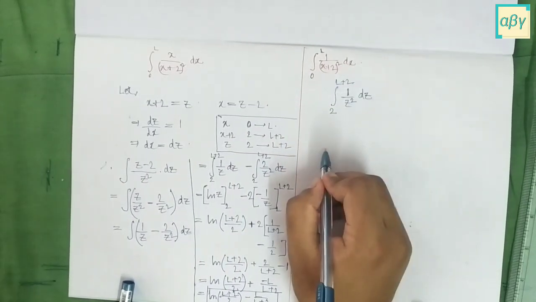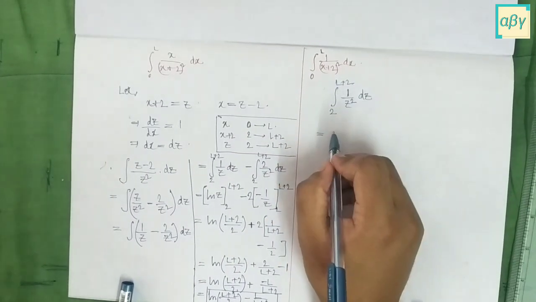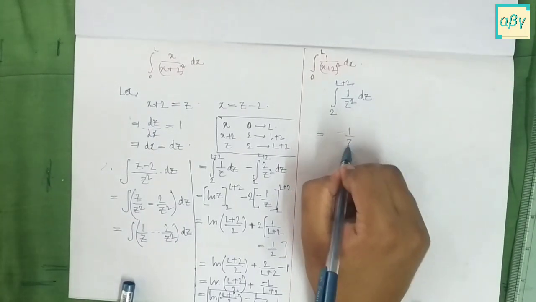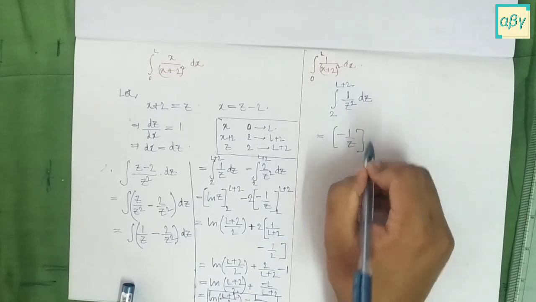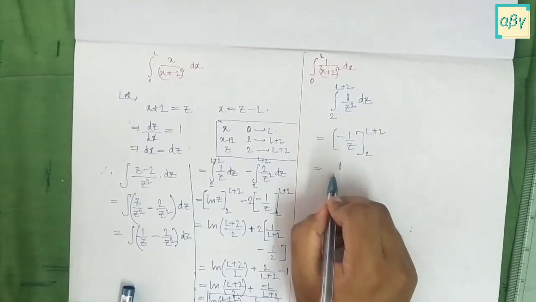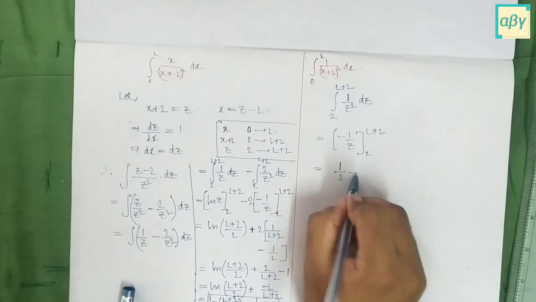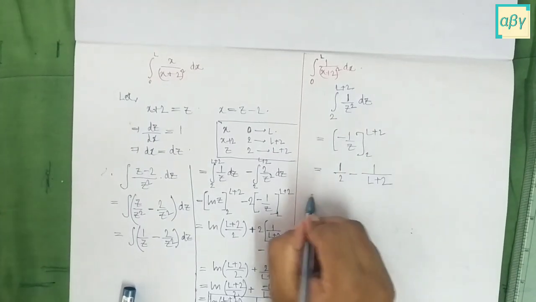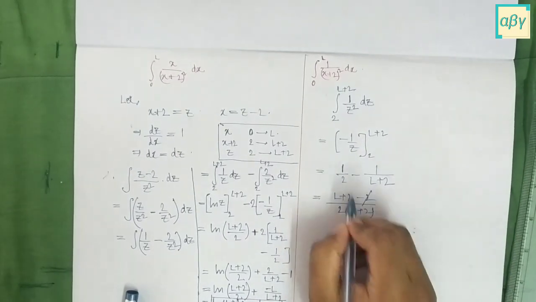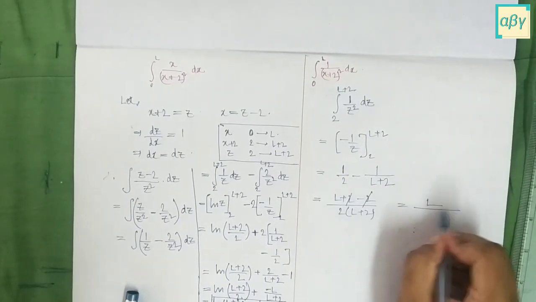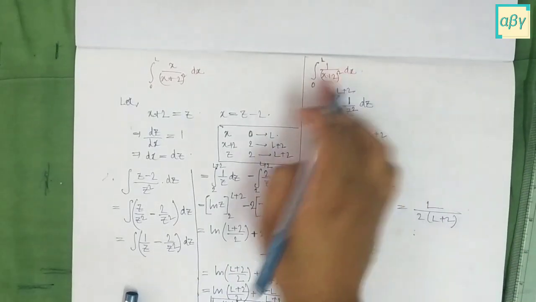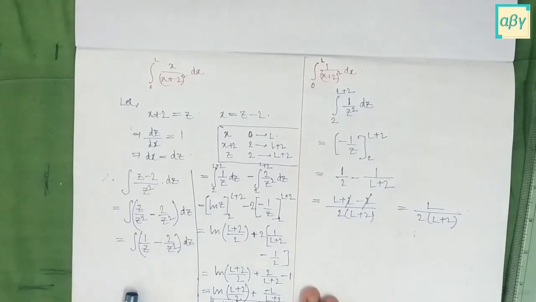So it will be equals now integration of 1 by z square with respect to z is minus of 1 by z. It will start from 2 and end at L plus 2. So I can now directly write 1 by 2 minus 1 by L plus 2. This implies I can write L by 2 minus of 2 divided by 2 times L plus 2. 2 gets cancelled, it's equals L by 2 times L plus 2. So these are the two integrals which we required to find out.